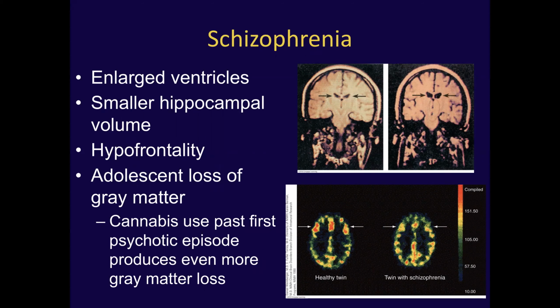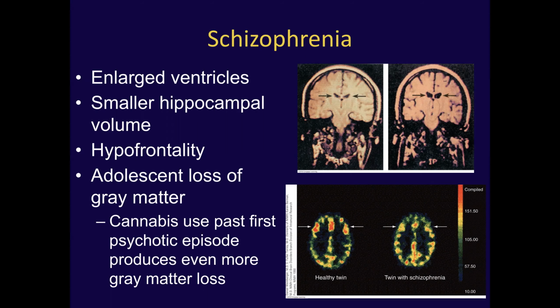Also, smaller hippocampal volume, so limbic system structure, and hypofrontality, which is frontal lobe function. So the bottom picture on the left, you see a PET scan of a healthy twin. On the right, you see the twin with schizophrenia. On the right, you see less activity, indicated by the red in the frontal lobe, which is located here in the brain. So the frontal lobe, which is important for higher order thinking, is less active in schizophrenia.